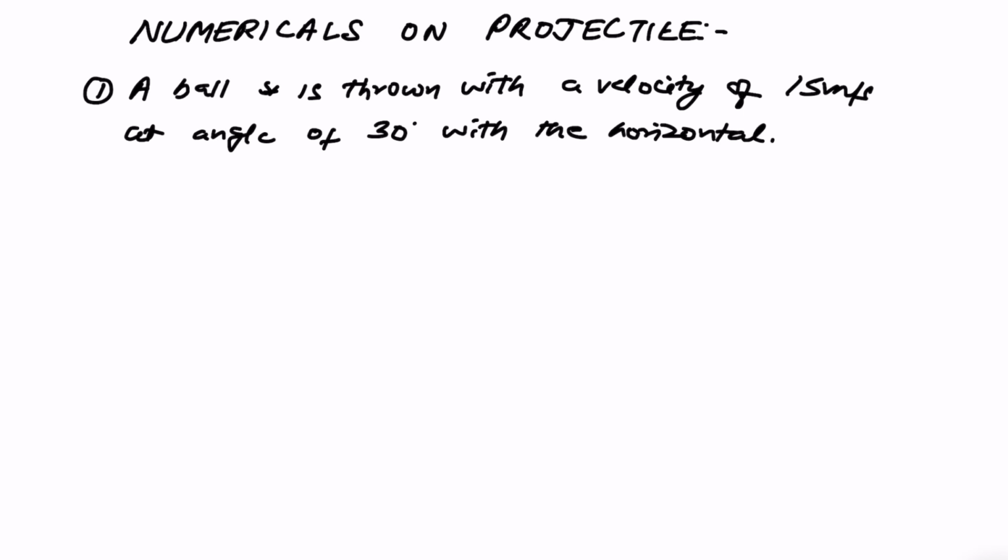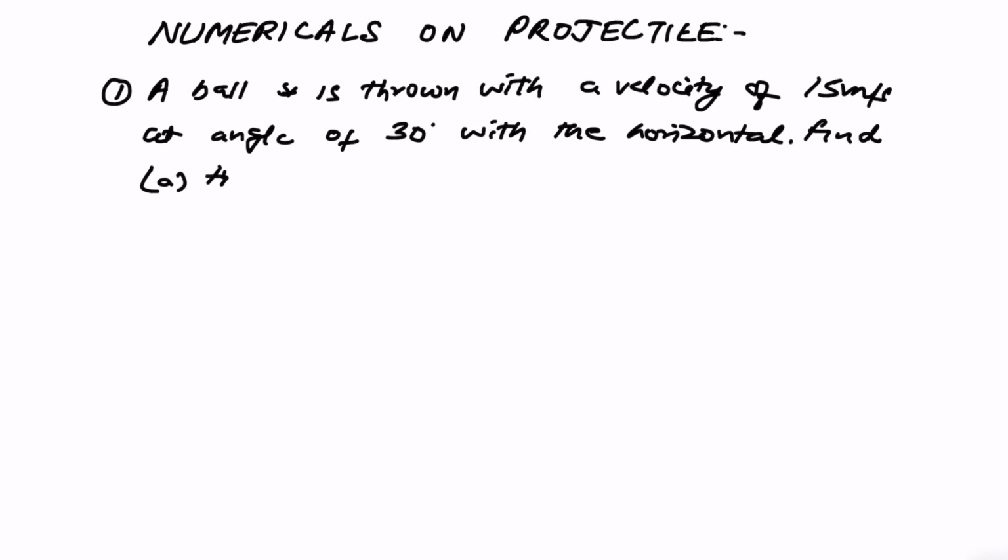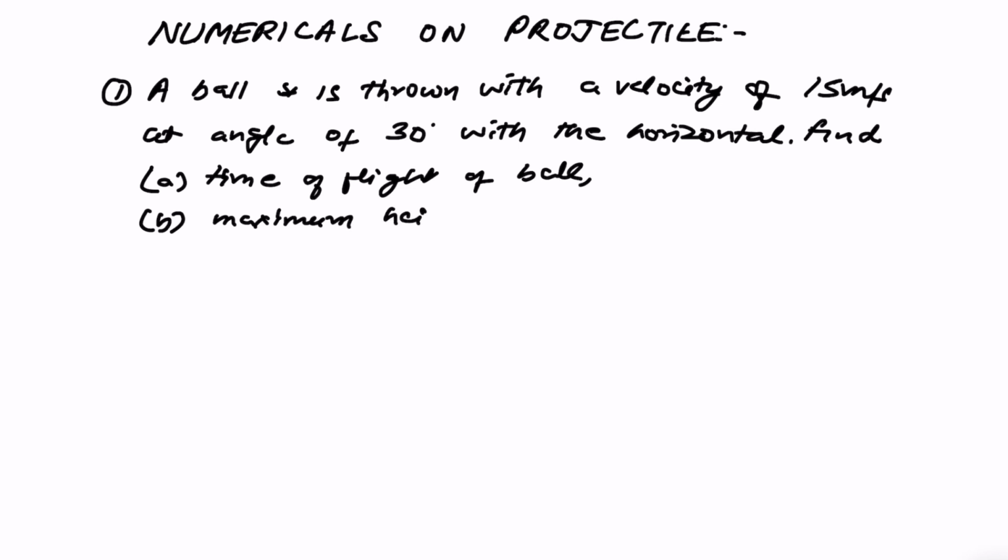Now the question is find first the time of flight. We have to find the time of flight of the ball, and the second part is the maximum height attained by the projectile or the ball. And we are given that the small g is 10 meter per second square.